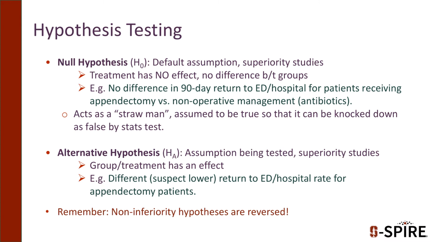The alternative hypothesis is what we believe, the assumption being tested, that the group or treatment or intervention has some effect. For appendicitis, the alternative hypothesis is that we expect to observe a different, maybe a lower, rate of hospital return for appendectomy patients. Keep in mind that for non-inferiority studies, which are increasing in popularity in the literature, these two hypotheses are reversed. The null hypothesis assumes a difference, and the alternative proposes no difference in outcomes within a pre-specified range.